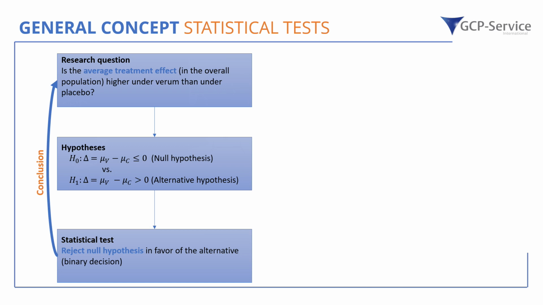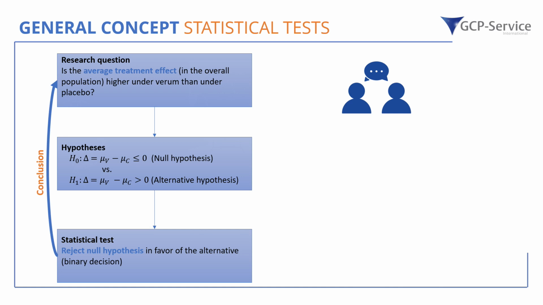we have an example where the research question is, for example, that the average treatment effect is higher under verum compared to placebo. And in this phase, there is a discussion ongoing, and a lot of discussion is necessary here, also with some stakeholders. What is really the research question of interest here? But when we have completed this phase, we will set up some statistical hypotheses.